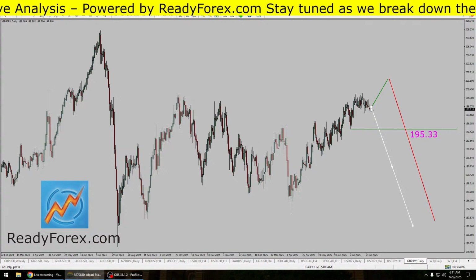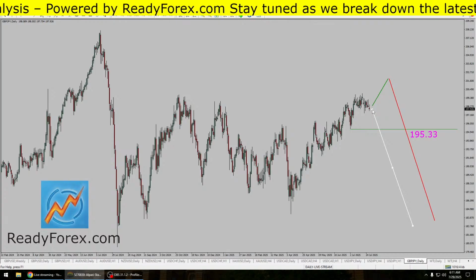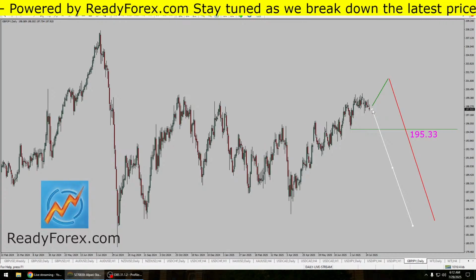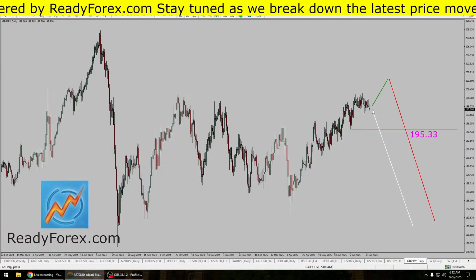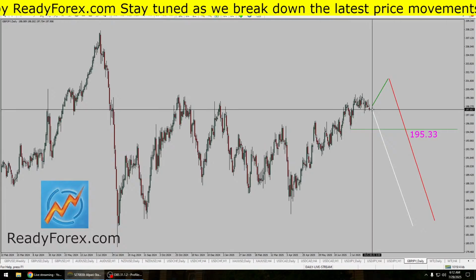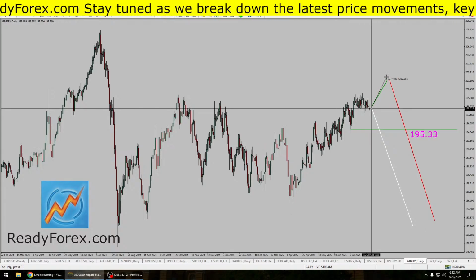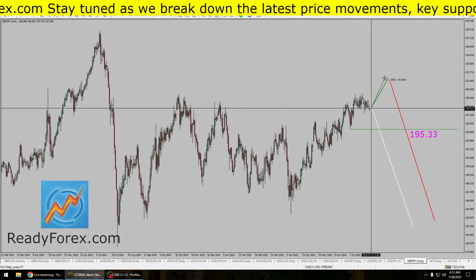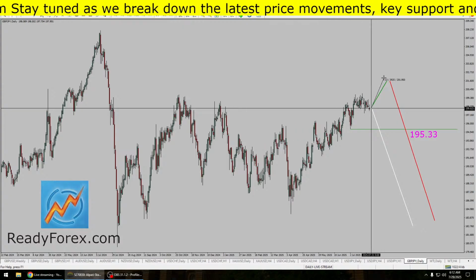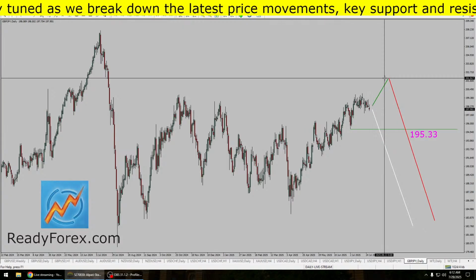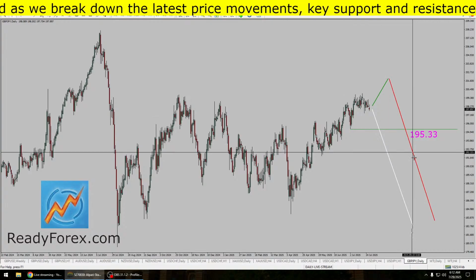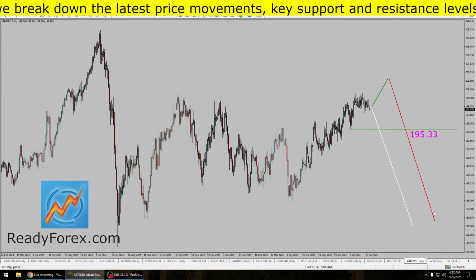So GBPJPY currency rates might have a chance to drop from the current price area. However, the preferred wave count suggests that we are probably going to get one last bullish leg over here inside the pound versus Japanese yen currency pair. Then the market is probably going to print a top, and then it's going to drop.